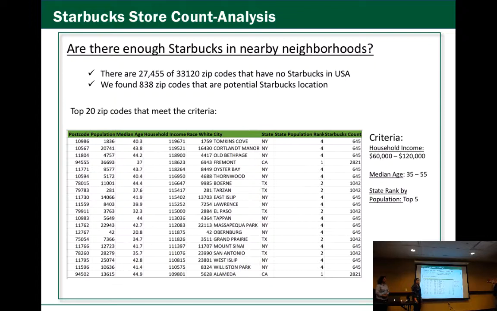Then we wanted to find out, okay, we have Starbucks locations. Now, are there any other zip codes where Starbucks can still build stores? So we took the criteria of what we analyzed. We used household income of 60 to 120, a median age of 35 to 55, and for population, we ranked by state population, the top 5. And here is a list of basically the top 20 that fit that criteria.